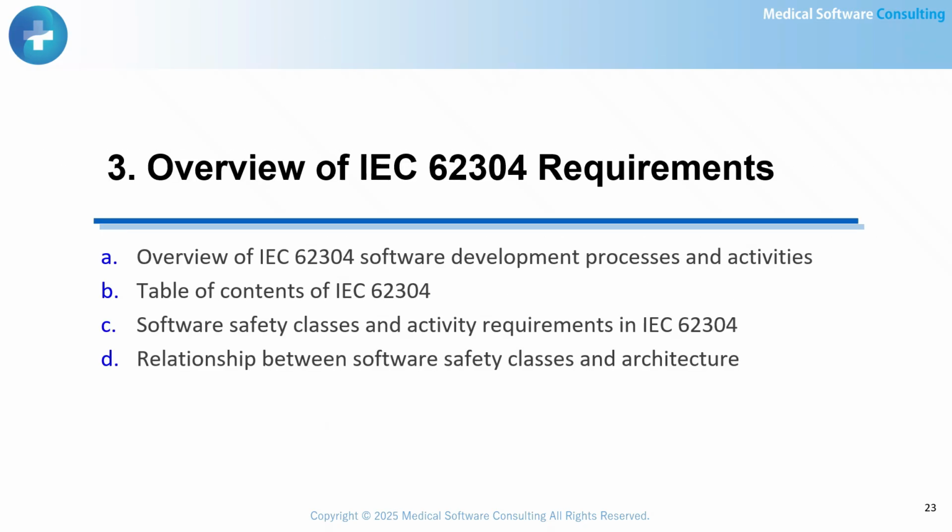In this section, we will look at the key requirements of IEC 62304. First, we'll review the overall software development processes and activities defined in the standard. Next, we'll walk through the table of contents of IEC 62304 so you can see how the standard is structured. We will also explain how software safety classes are linked to the specific activities required by IEC 62304. Finally, we'll highlight the relationship between software safety classes and software architecture.